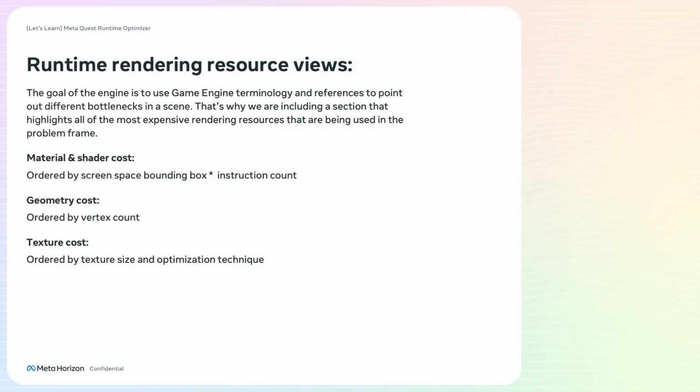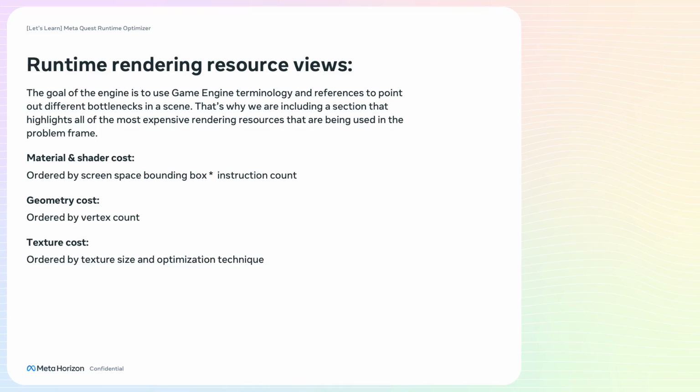These are the costs that we're going to be showing you. Previously, in the previous image, I showed what these windows look like: the material and shader costs, the geometry costs or vertex cost, and the texture costs. And these are the formulas that we're using to calculate and organize them hierarchically.